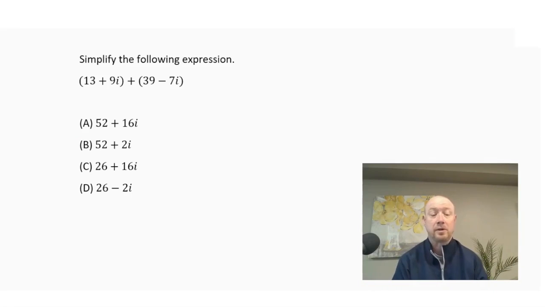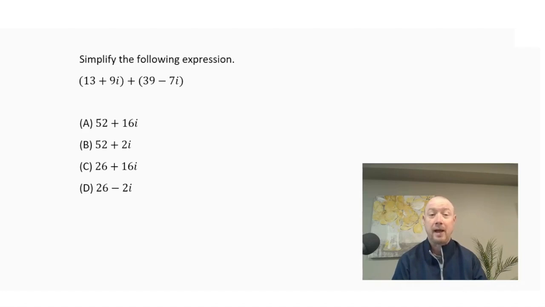Simplify the following expression. 13 plus 9i plus 39 minus 7i. Is it A, 52 plus 16i? Is it B, 52 plus 2i? Is it C, 26 plus 16i? Or is it D, 26 minus 2i?